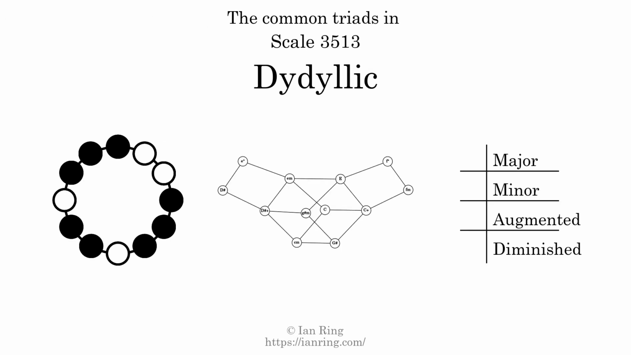1101101110001. Here are the common triads present in this scale. The diagram in the center is a graph of parsimonious voice leading between triads. There are 4 major triads. There are 4 minor triads. There are 2 augmented triads. There are 2 diminished triads. Here is a Hamiltonian path of parsimonious voice leading that uses all the triads.